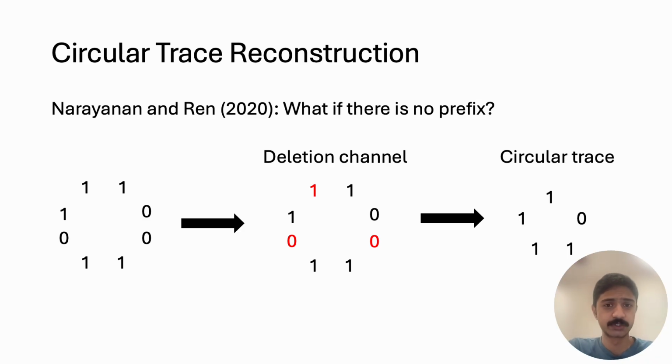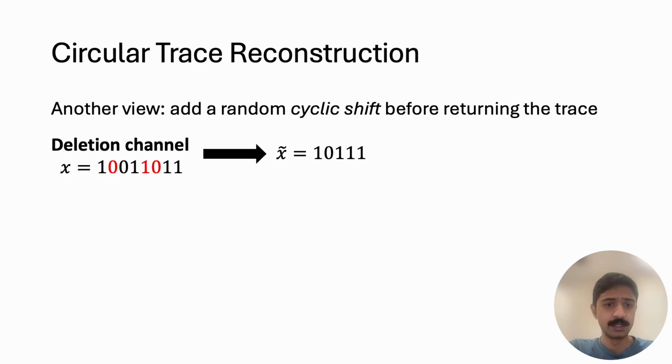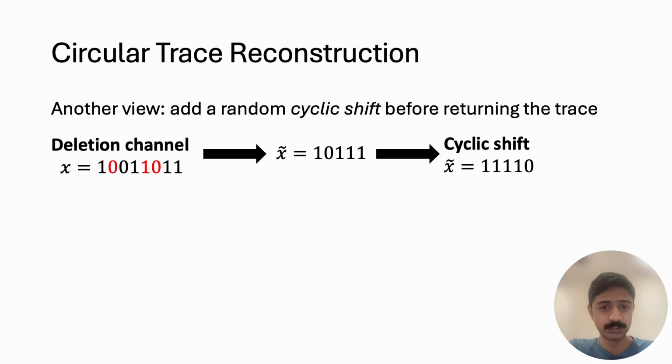If circular strings make you uncomfortable or you think it's hard to think algorithmically about these objects, an equivalent way to view this problem is to add a random cyclic shift after the deletion process. So here's a linear string x. We pass it through a deletion channel and it happens to delete 3 bits. This yields some trace x tilde 10111. And before returning this trace, we apply a cyclic shift, which moves everything 2 bits to the right. And so the algorithm sees the string 11110.